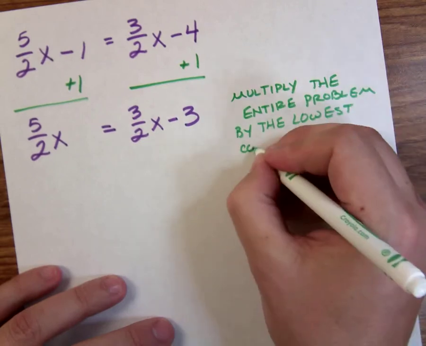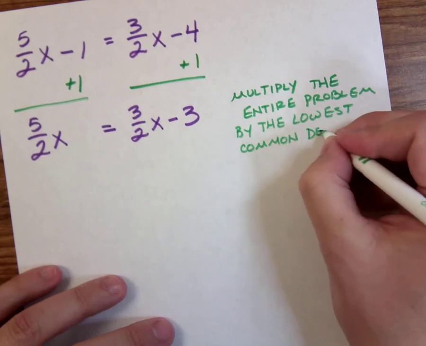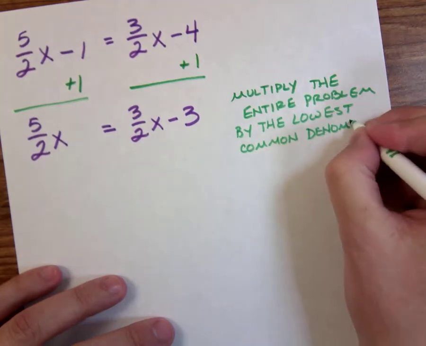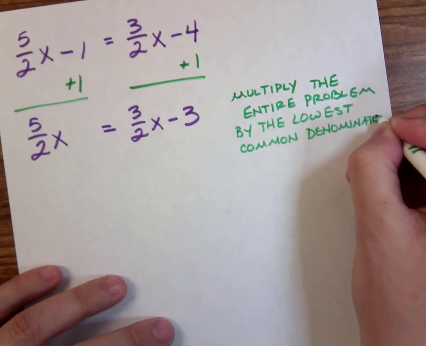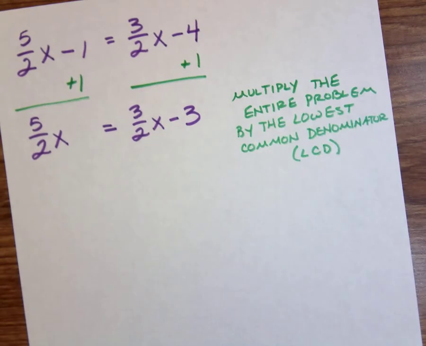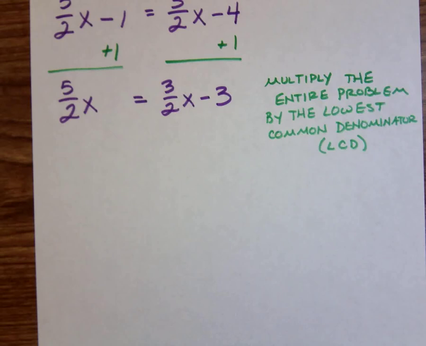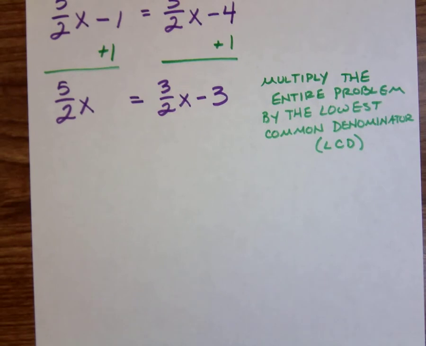Lowest common denominator is something that you learned about a long time ago when we talked about how to add and subtract fractions. You had to have a common denominator. We even came up with an abbreviation for it. It's called the LCD. I guess it's not that cool of a definition. So what this is telling us is if we multiply everything in this problem by the lowest common denominator, the fractions would go away. So the question becomes, what's the lowest common denominator?